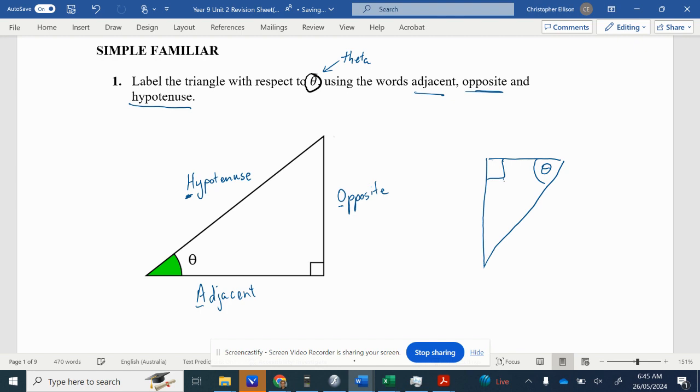If we label the hypotenuse first, it's the one opposite the right angle. So it doesn't matter where theta is for that one. This is the hypotenuse here, so I'm just going to put h. Remember, theta is here, so the one that's not touching theta is the opposite. And then the other one, the one that's left over, is the adjacent. It's touching it, but it's not the hypotenuse. Okay, hope that helps.